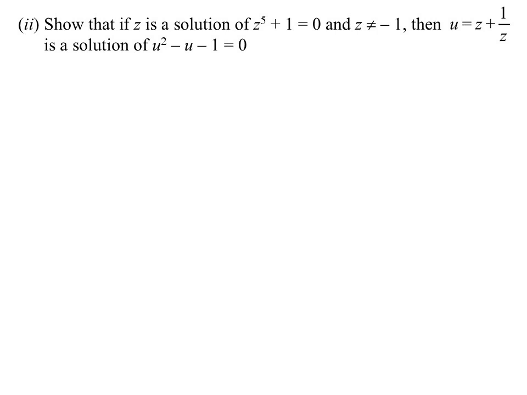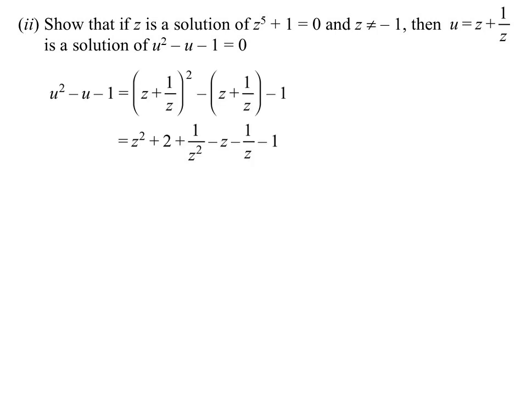Show that if z is a solution, one of those solutions that we just found, but not the one where z equals negative 1, then u equals z plus 1 on z is a solution to this quadratic equation. Well, let's investigate. I want to show that it's a solution. The easiest way of doing it is to substitute in. So if I substitute that into u squared minus u minus 1, I end up with z squared plus 2 plus 1 on z squared, minus z, minus 1 on z, minus 1.